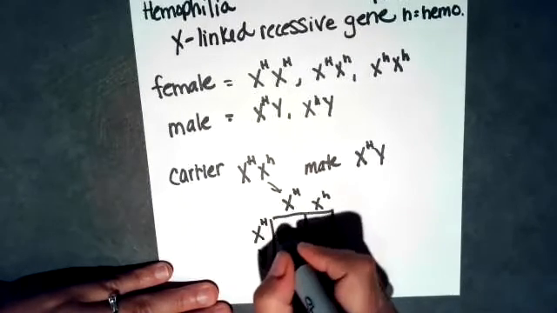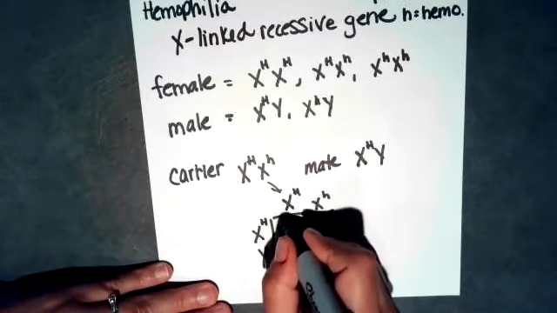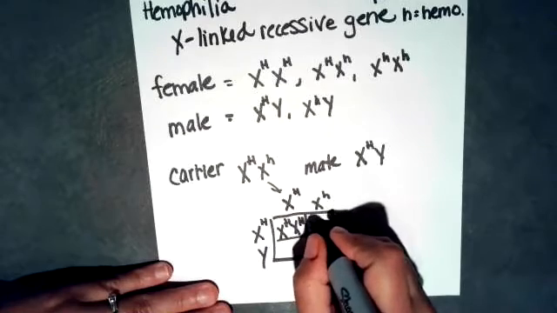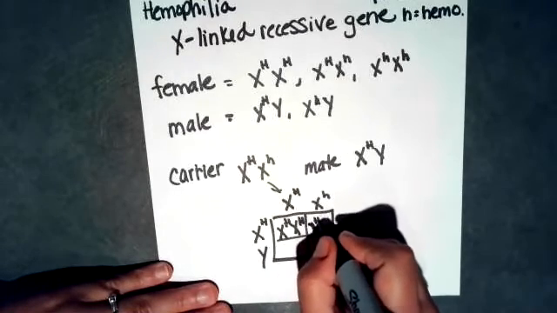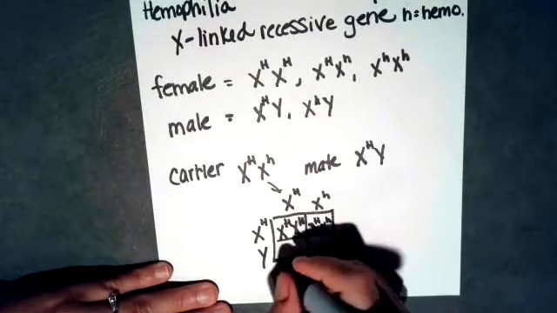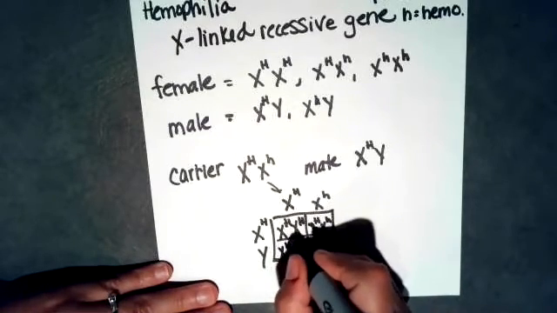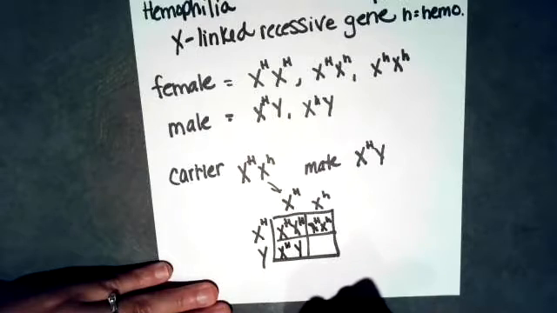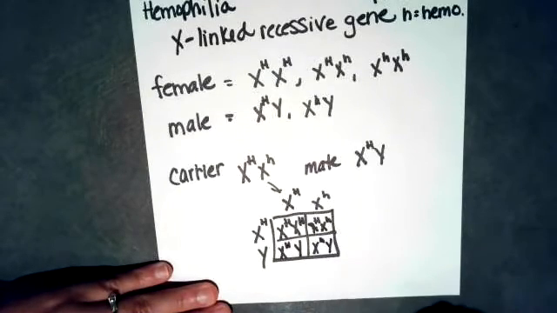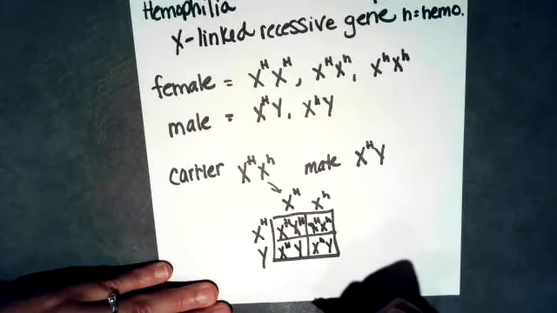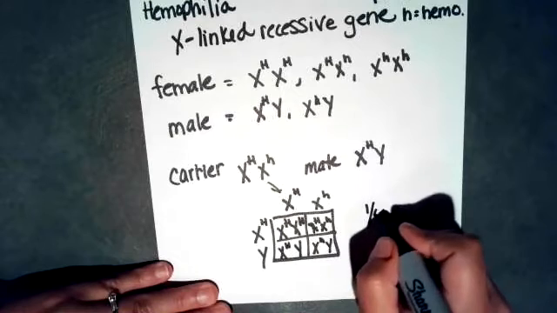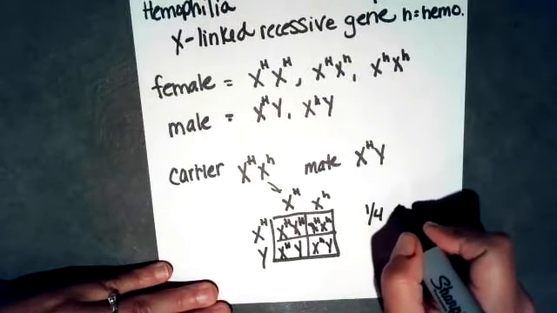And you're going to fill these in like you did before. So we got XX, capital H, capital H. So we got a normal female. We got X, capital H, X, little h. So another normal female, but a carrier. We have X, capital H, Y. So we have a normal male. And we have X, little h, Y. So a hemophilia boy. So of these children, there is a 1 in 4 chance of having hemophilia.